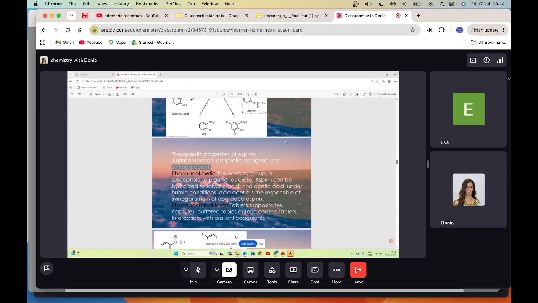Again, for the pharmacokinetics, we said that it's easily hydrolyzed by the esterase to give salicylic acid, and the acetyl group is released as acetic acid. Releasing the acetic acid is responsible for the vinegar smell of degraded aspirin. If you have an aspirin which underwent degradation, you will find that it has a vinegar smell. Why? Because upon its degradation, it gives acetic acid. Is it clear?